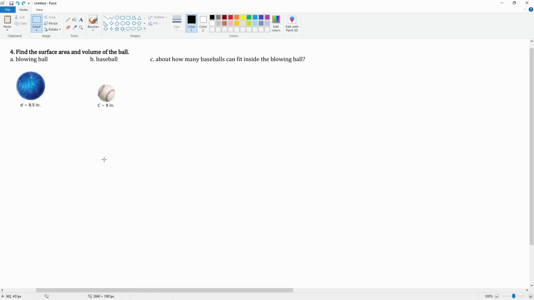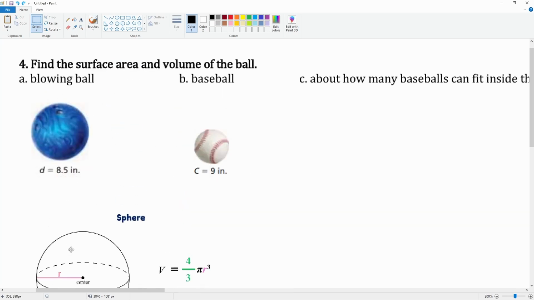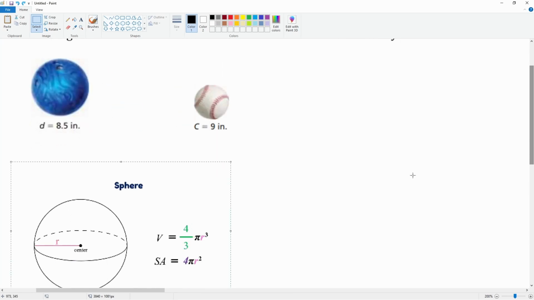Here we have number 4. You're asked to find the surface area and the volume of the ball. Again, the balls here are just spheres, so we're going to use the volume formulas here. First of all, you have to understand that all the formulas here will require you to find r.